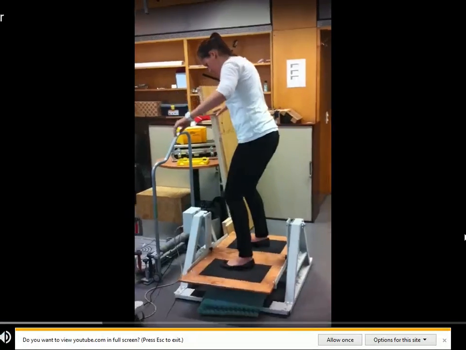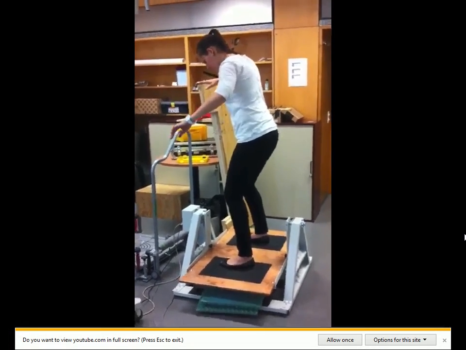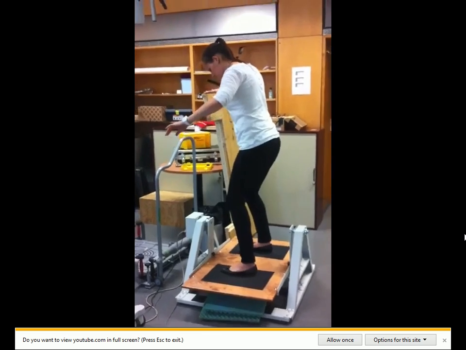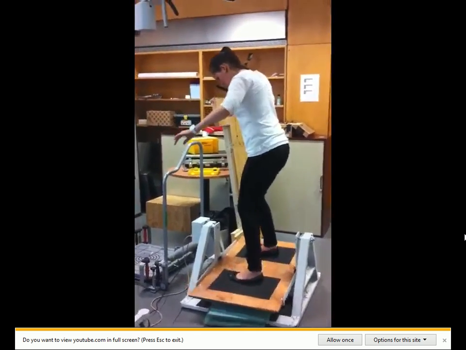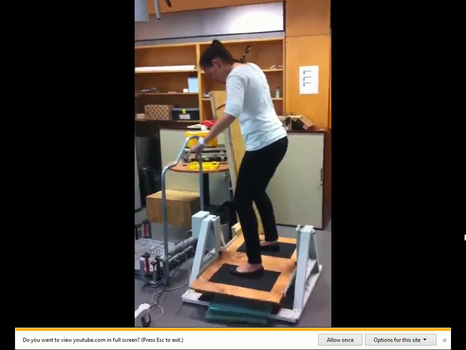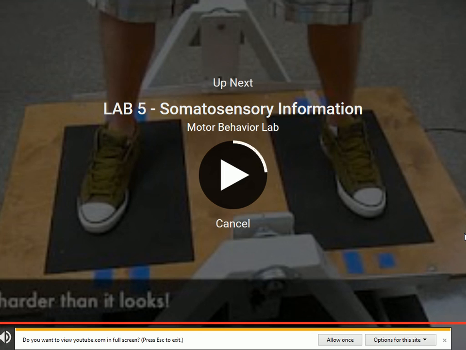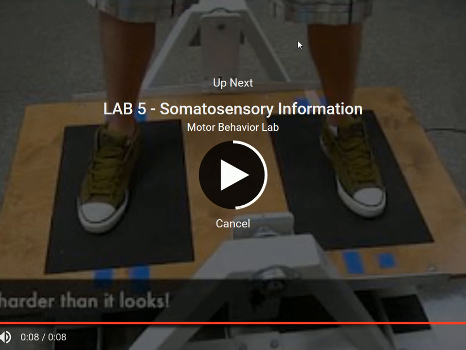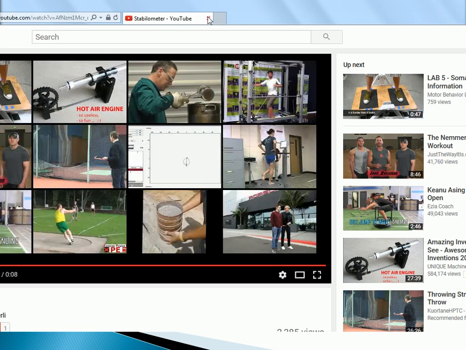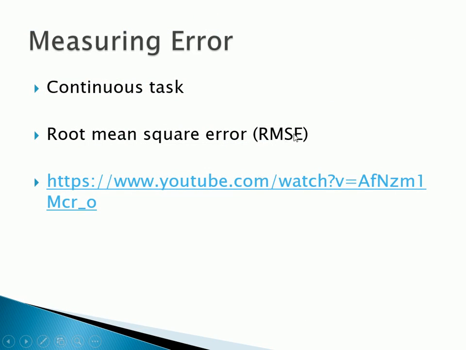This is called a stability platform or sometimes a stabilometer. And the goal here is to keep that thing level, essentially. So the person is just standing on there trying to keep that platform level. And every 0.04 seconds, the machine is going to tell us how far away are you from level. And so then we would essentially take the average of all those to find out root mean square error, find out how far off were you on average throughout the trial.